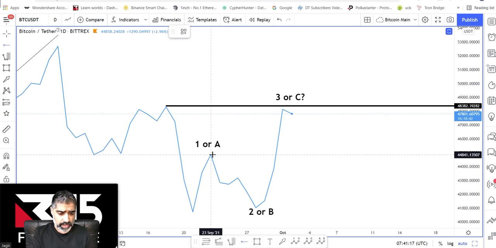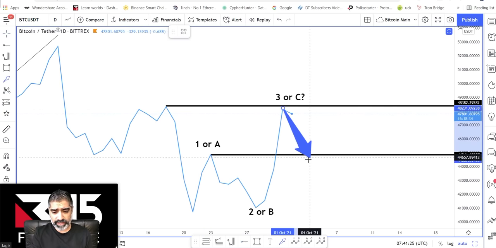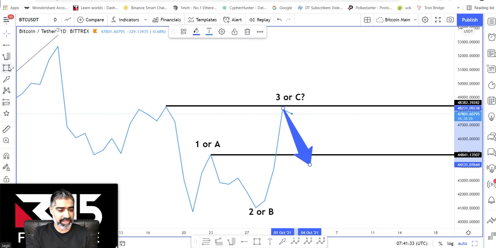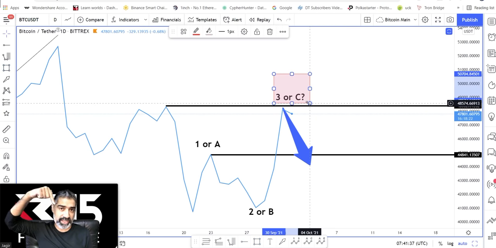And that's what we're looking for. We're looking for clues. So firstly, if it is a wave 1, and then a wave 2 and a wave 3, then a wave 4 should not close in the range of wave 1. So if the price goes below this point here, that is the first major clue that this over here is a correction, and we should expect a continuation to the downside, right?